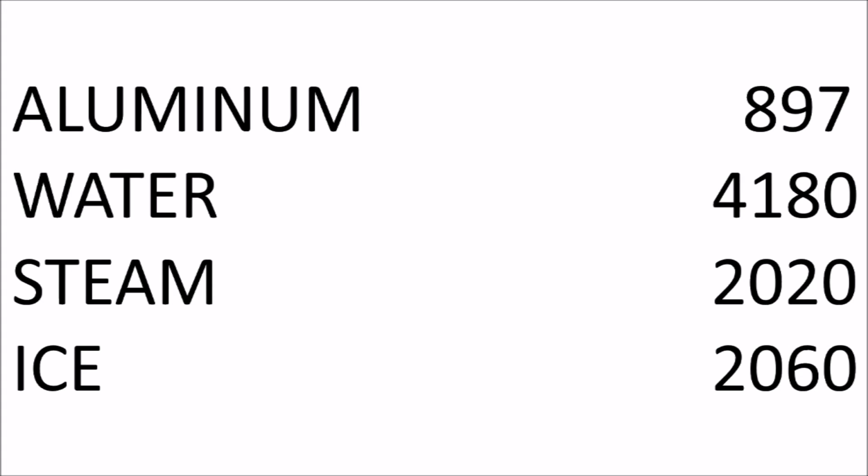In order to use the specific heat equation, you'll need to be able to make unit conversions. To convert Celsius to Kelvin, you need to add 273 to the given Celsius temperature. The specific heat of materials is different. Some examples of that are aluminum, which has a specific heat of 897. Water, on the other hand, has a specific heat of 4,180. Steam is 2020 and ice is 2060.